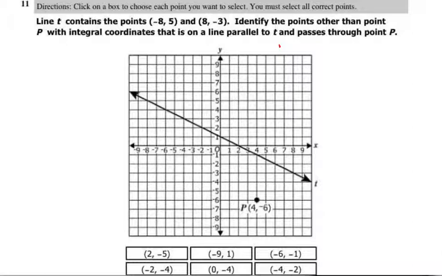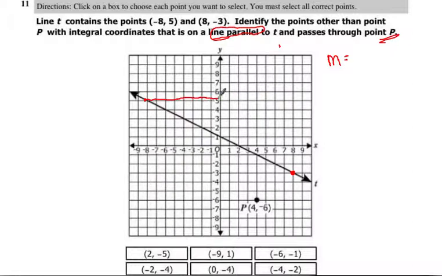Think of it as this line contains these 2 points, and we want to plot another point that is on a line parallel to the line T that passes through point P. So first of all, let's find our slope, M. So we have (8, -3) and (-8, 5).